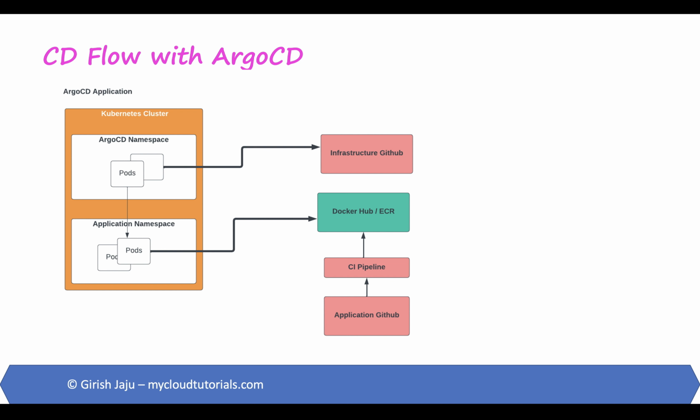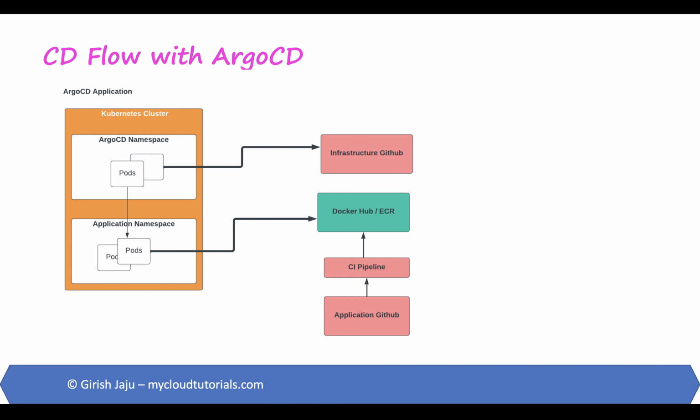Here is a simple flow with Argo CD. If you see, the Argo CD application is deployed in the Argo CD namespace. Once we deploy Argo CD, we set up an Argo CD application. And that application monitors the infrastructure GitHub repo, which is where we have our Kubernetes manifest files with the deployments, services, namespace, etc.